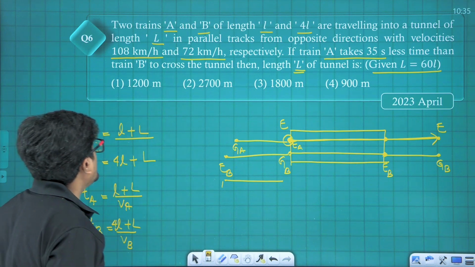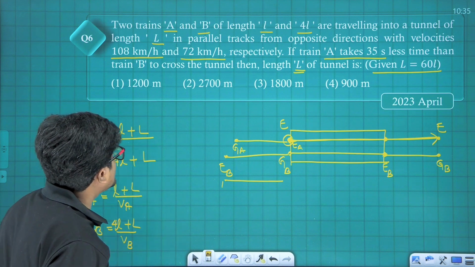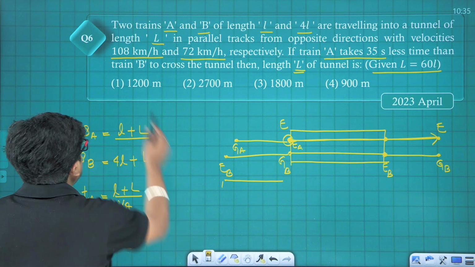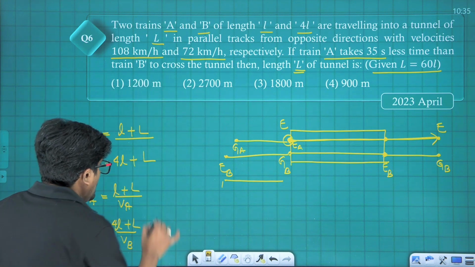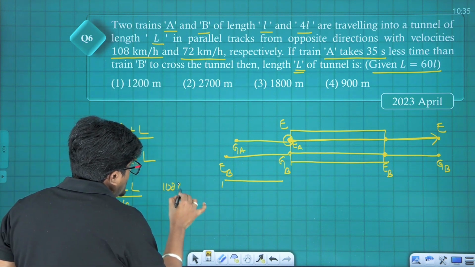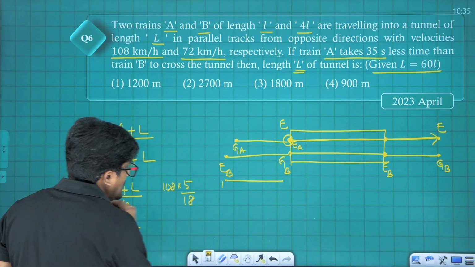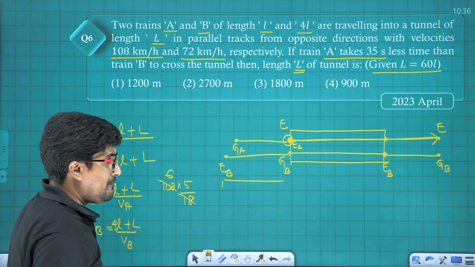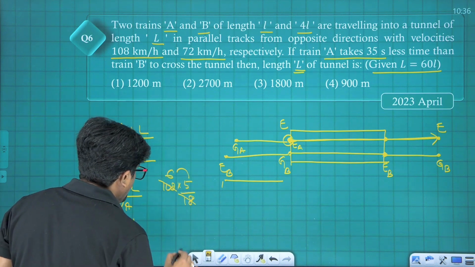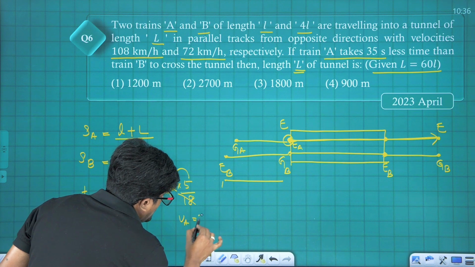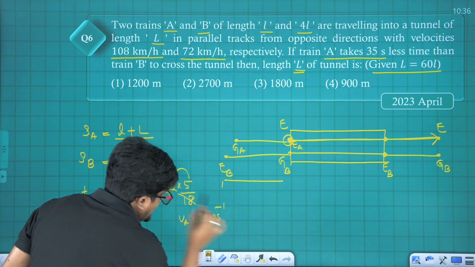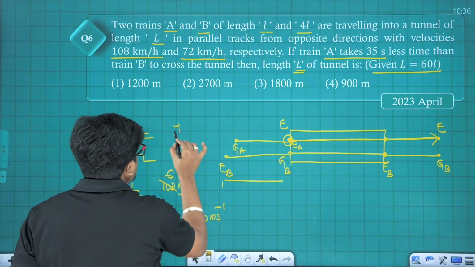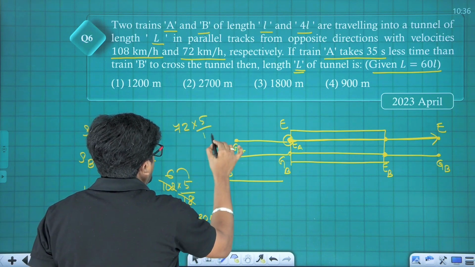Yes. Now let us proceed with the calculation part. While proceeding with the calculation part, first of all let us identify what was the speed of train A. Speed of train A was 108 km per hour. So 108 into 5 by 18, isn't it? Here this is going to be 6. Yes. And so this is going to be 30. So VA is equal to 30 meter per second. And what about VB? VB is 72 kilometer per hour, isn't it? 72 into 5 by 18.